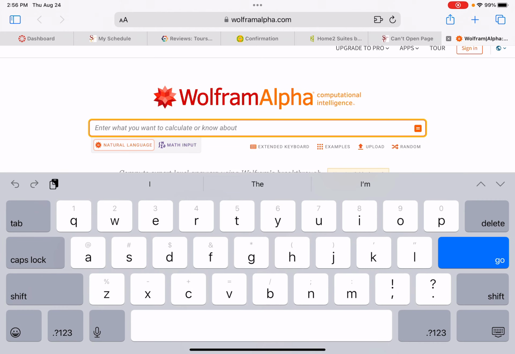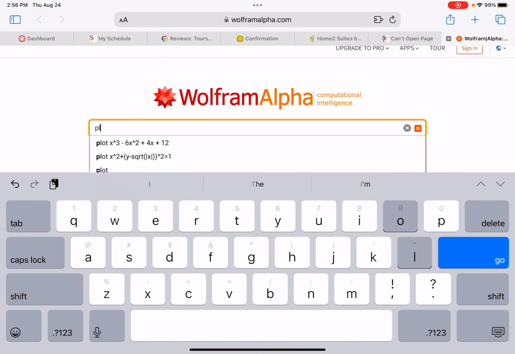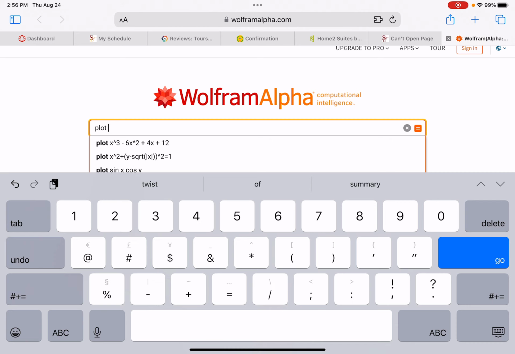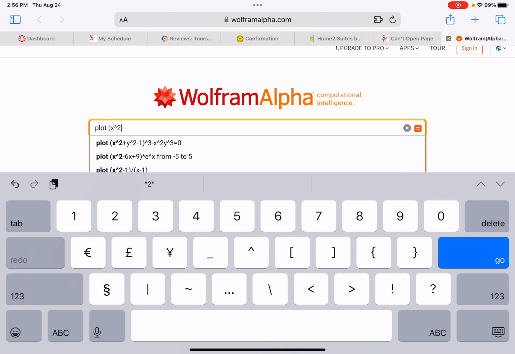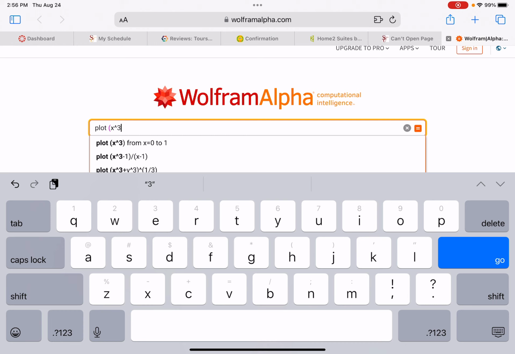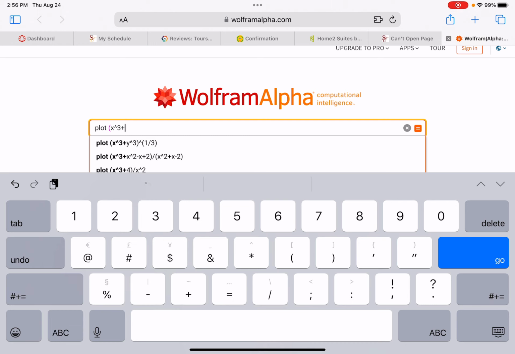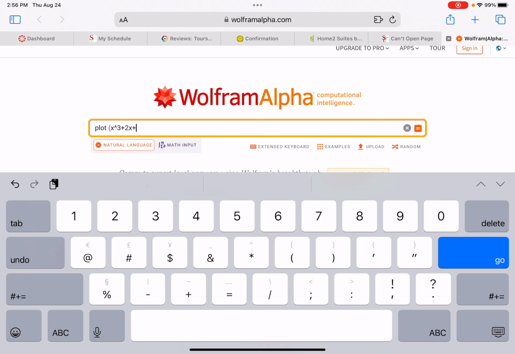And then in this little orange box at the top, you're going to ask it to plot and then whatever function you want. Okay, so I've got, let's see, use my parentheses well. So x squared, oh, nope, cubed, plus 2x plus 1 divided by x plus 2. And hit go.